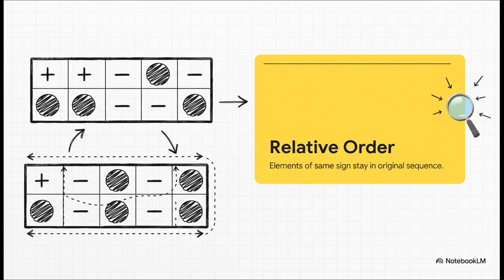But there is a massive catch. The absolutely crucial point here is this concept of relative order. As we're alternating these numbers, we literally cannot mix up their original sequence. If you're scanning the original array from left to right, and the positive numbers show up as 3, then 1, then 2, well, in your final alternating array, those positive numbers have to appear in that exact same order, 3, 1, 2. And the exact same strict rule applies to the negative numbers.